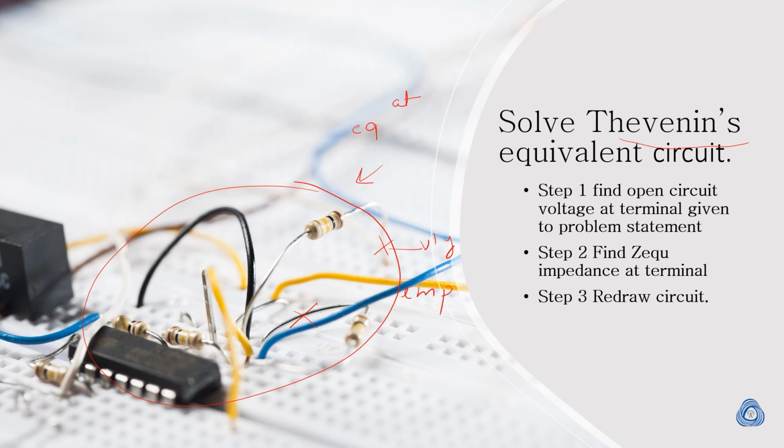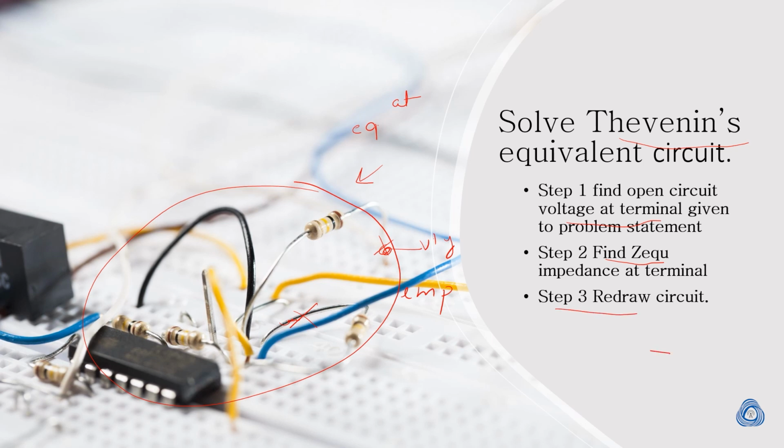To find this, the first step is to find the open circuit voltage at the given terminals, meaning in this case this one terminal and this is the second terminal. The second step is to find the equivalent impedance. And third, redraw the equivalent circuit.